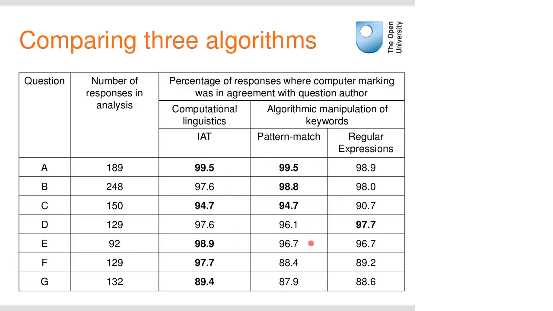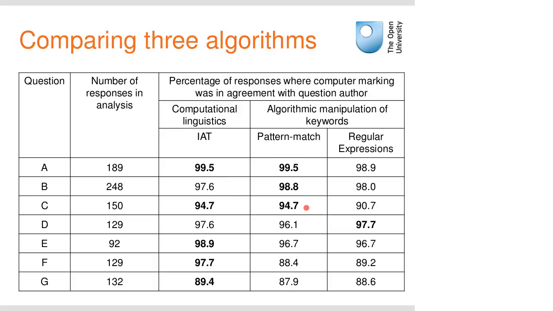Because pattern match is just like, have you got this word? Have you got that word? Are these words close together or in this order? And what they found is, by and large, the much simpler pattern match was pretty much as good as the expensive, fancy computational linguistics. And they found that for this kind of sentence matching, regular expressions were really quite hard. These were the marking quality results.